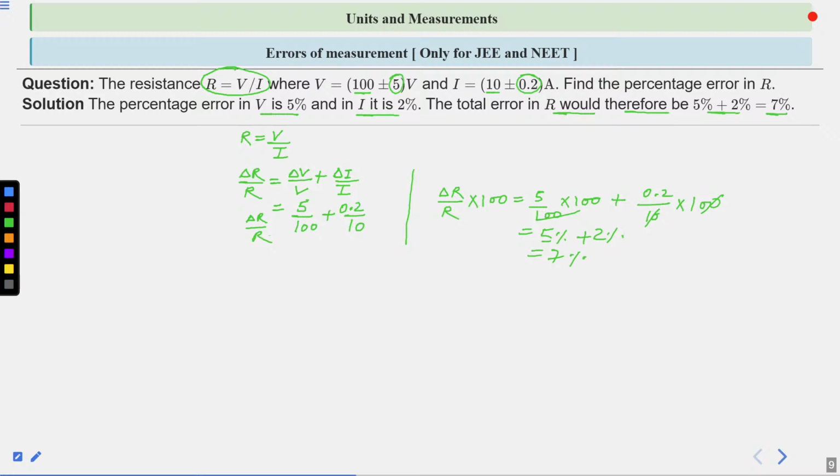Now it is clear. This is the percentage error and this is the relative error. And the absolute error is only delta R. This is the absolute error, this is the relative error and this is the percentage error. This is the formula to calculate the errors. This is clear? Absolute error, relative error and percentage error. So this is the method to solve this question.